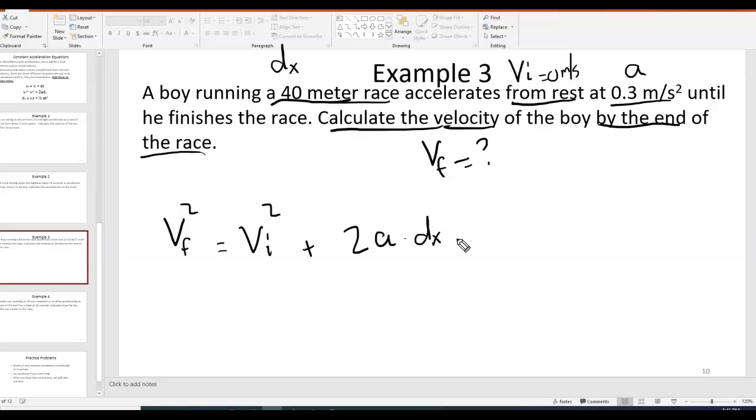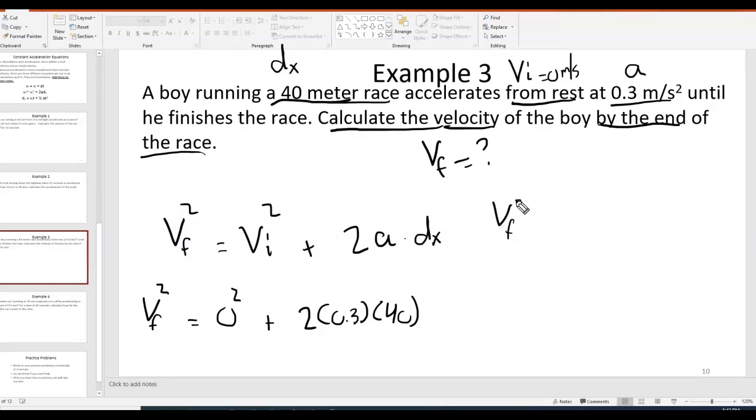Okay, so I choose my equation, and now I'm going to substitute. That means I'm going to plug in, and I'm going to solve. I don't know v final, so I'm just going to leave that as vf squared. That's my unknown. Vi squared, I know that vi, because it starts from rest, is 0. Plus 2 times a. I found the acceleration is 0.3. And then dx, if it's a 40-meter race, that is my displacement, so that's going to be 40 meters. Now I have vf squared here, and so I am going to have to do a square root in a minute. But first, let me just clean this up.